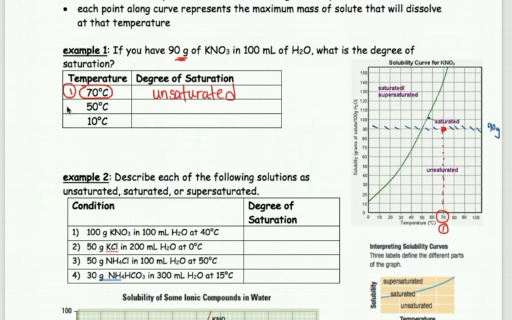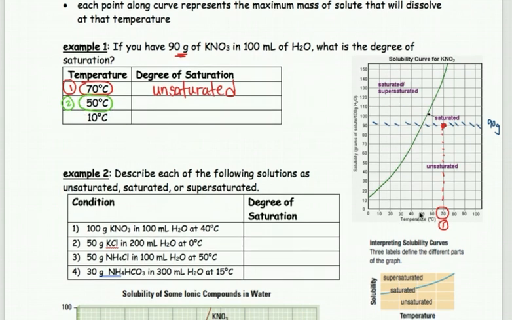Okay, so do the same with the next one. We'll call this part 2. So we have 50 degrees here now. So let's go find 50 degrees. Okay, here it is. I'll call that part 2. All right, so we're going to go up and see where we are when we hit the 90 gram line here. Okay, so we hit 90 grams right on the curve here. When you're right on the curve, you are considered to be a saturated solution. So at a temperature of 50 degrees, if I dump in 90 grams of potassium nitrate, it will be saturated. Basically, 90 grams is the max that you can dump into 100 grams of water at 50 degrees.